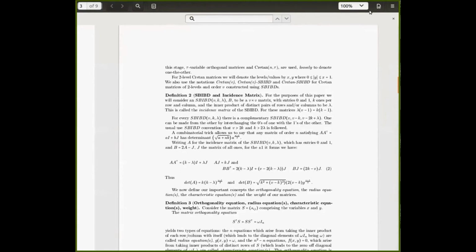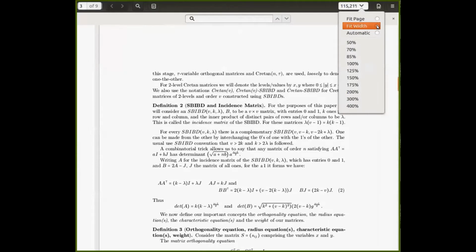Okay. All right. Now, of course, for this audience, I don't have to go into this. We have what is an SBIBD. We know that the incidence matrix of an SBIBD can always be found by looking at the intersection of the rows and columns. And for every SBIBD, there is a complementary SBIBD, where in the incidence matrix we swap the zeros and ones.